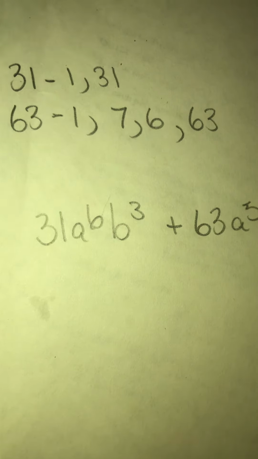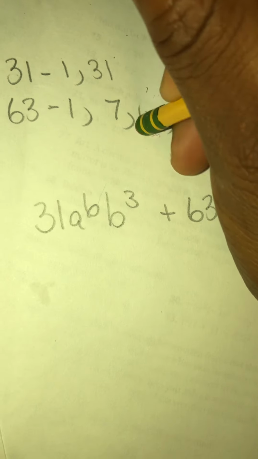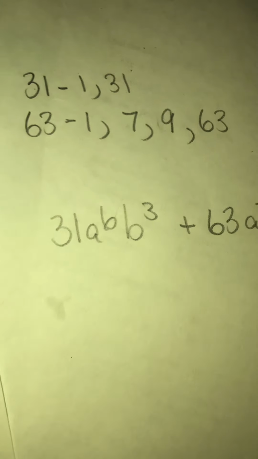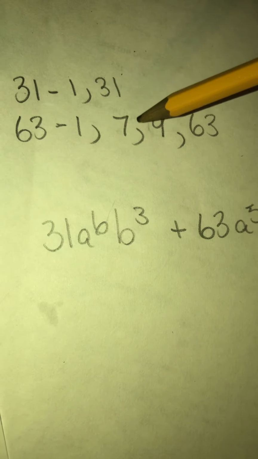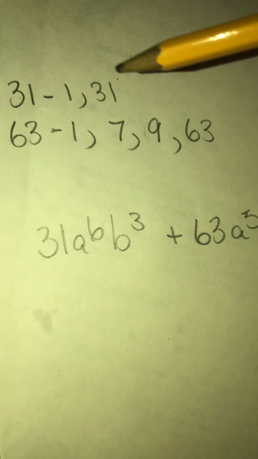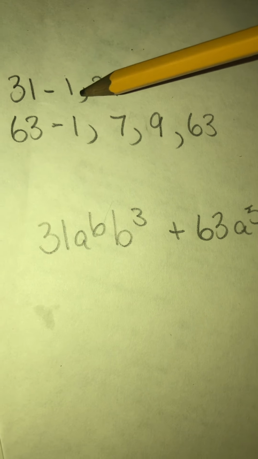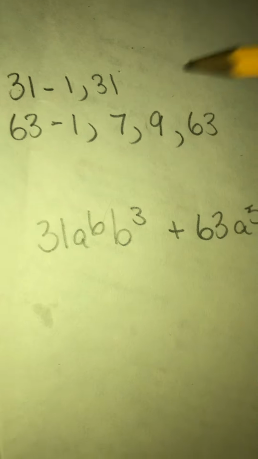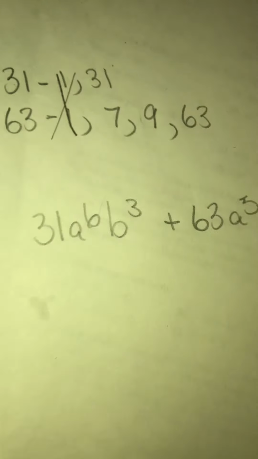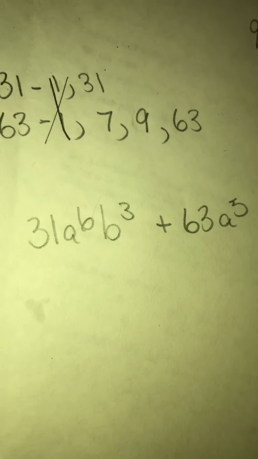And then 63, why do I have 6 there? That is supposed to be a 9. What am I thinking about? Alright, so we know that 63 has 1, 7, 9, and 63. Seeing that they only have 1, and 1s don't really count because we don't deal with 1s, there's no factors between 31 and 63 that is sure. So we do not do anything with the numbers.